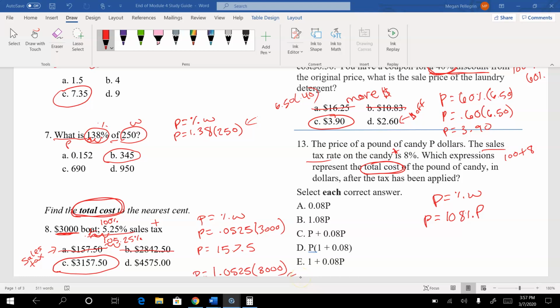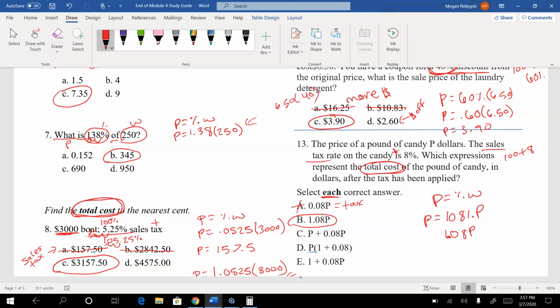Okay, so we'll move that decimal 2 places to the left. We have 1.08p. Now it says select each correct answer, so we know we should probably have more than one answer. So this is not correct. If we did this, this wouldn't give us our total cost. This would give us the amount of the tax. So A is not correct. B is exactly what we have.